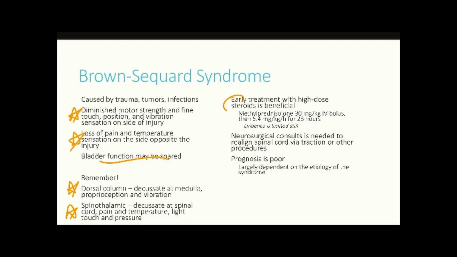Early treatment, steroids. A lot of the first line treatment for a lot of these neurological conditions is going to be steroids to reduce the inflammation of the nerve. High dose pulsing at first, though the evidence is still a little bit limited. Neurosurgical consult gets involved to see what they can do for that transection. And obviously prognosis is poor depending on the severity and location of the transection, where it happened.